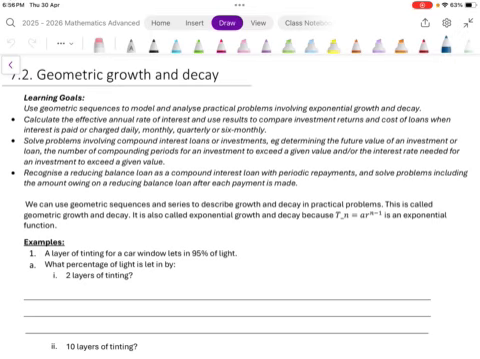So we can use geometric sequences and series to describe growth and decay in practical problems. This is called geometrical growth and decay. It is also called exponential growth and decay because Tn is equal to a r to the power of n minus 1, and this is an exponential function because we have our unknown in our power.